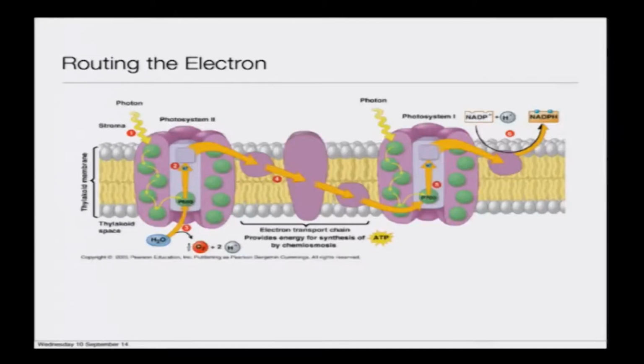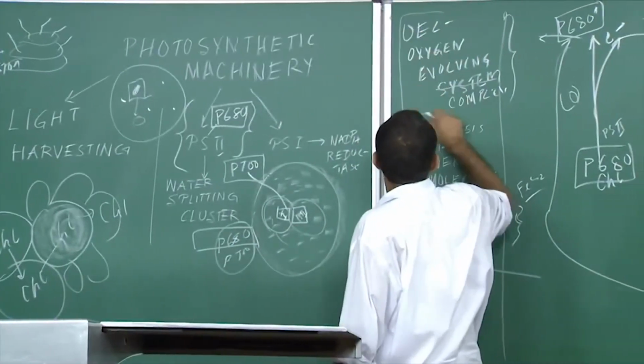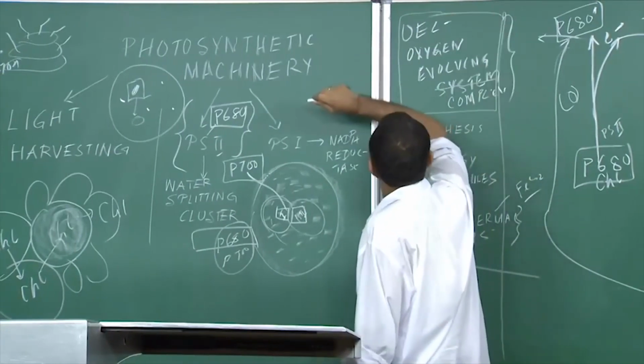Now, I will give you the exact, if not the exact, whatsoever we know about photosystem 2. So, here is how photosystem 2 looks like. P680 is the reaction center, there is a tyrosine residue very close to it, and underneath you see there is something written OEC 18, 24, OEC 33. This is the oxygen evolving complex.